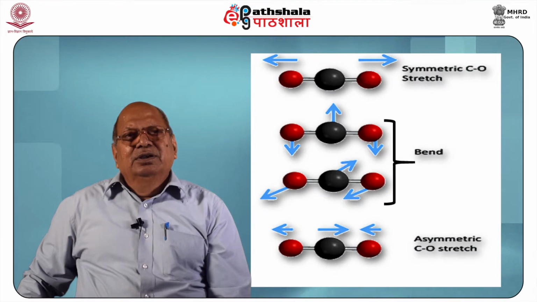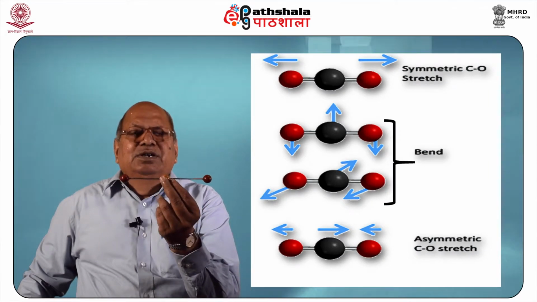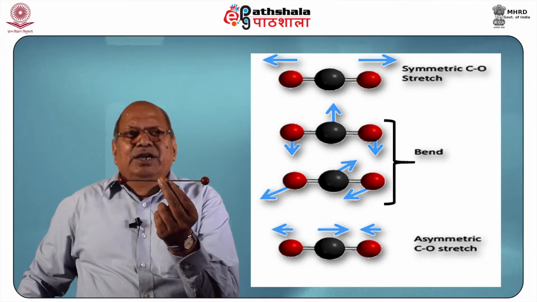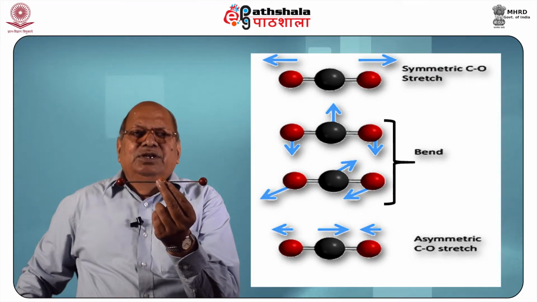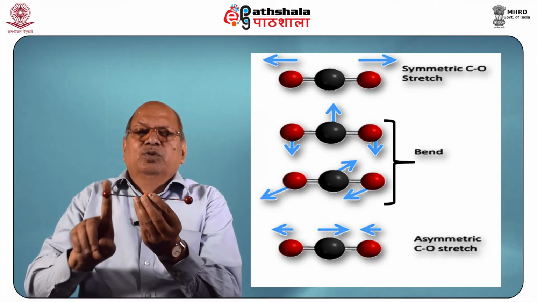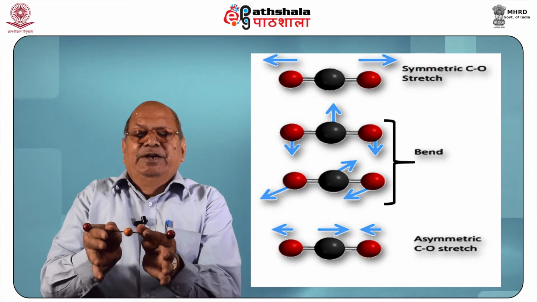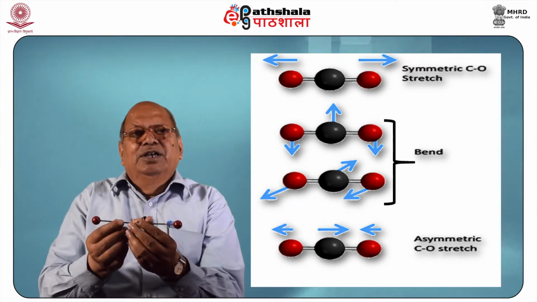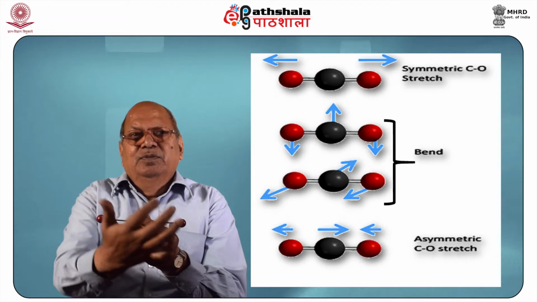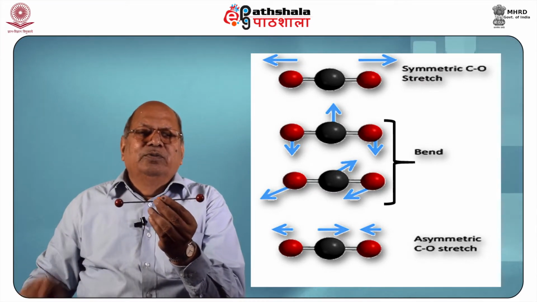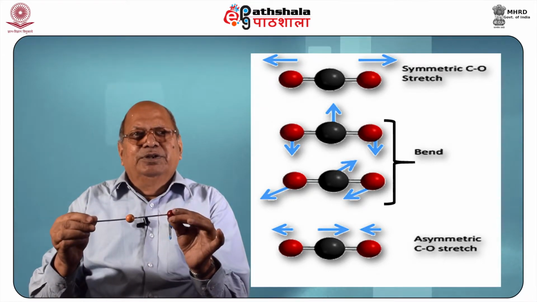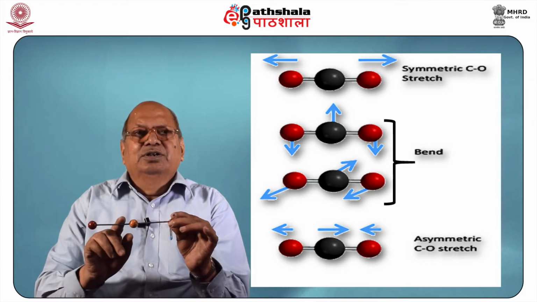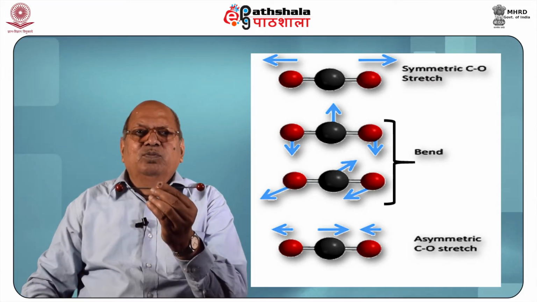Now, let us take a linear molecule, carbon dioxide. In the diagram I am showing the symmetric stretching, anti-symmetric stretching, and there are 2 types of bending. If both these bonds go up, the molecule is bending up. Similarly, it can bend towards you. In this molecule we have symmetric stretching, where it is stretched equally on both sides. In the anti-symmetric stretch, this is stretched and this is not, and there are 2 bending modes.